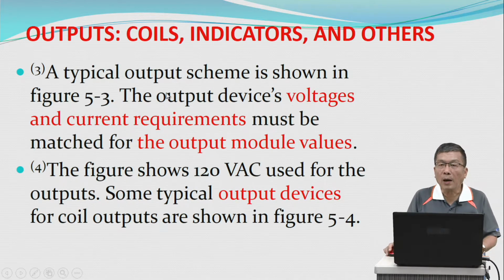A typical output scheme is shown in Figure 5.3. The output device's voltage and current requirements must be matched to the output module values. The figure shows 120 volt AC used for the outputs. Some typical output devices for coil outputs are shown in Figure 5.4.